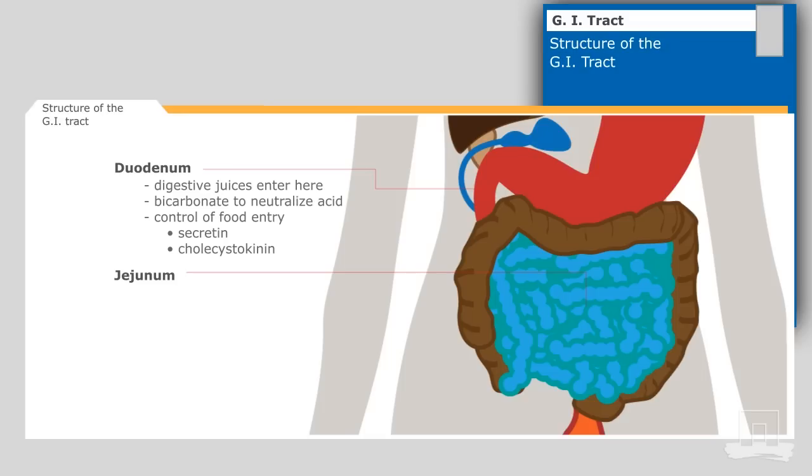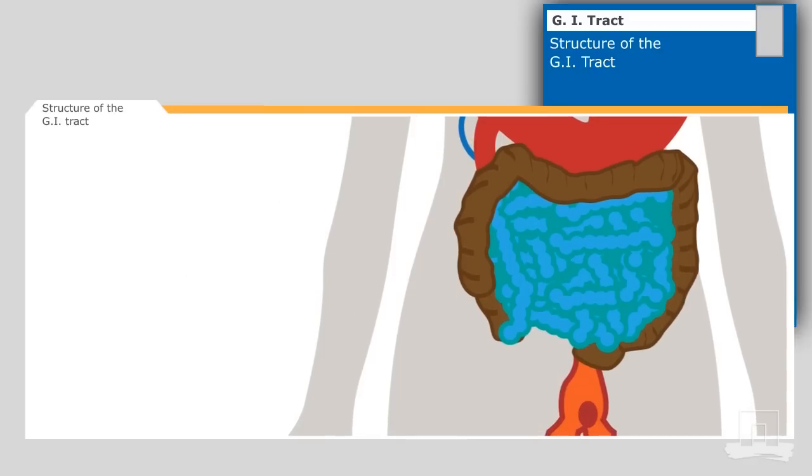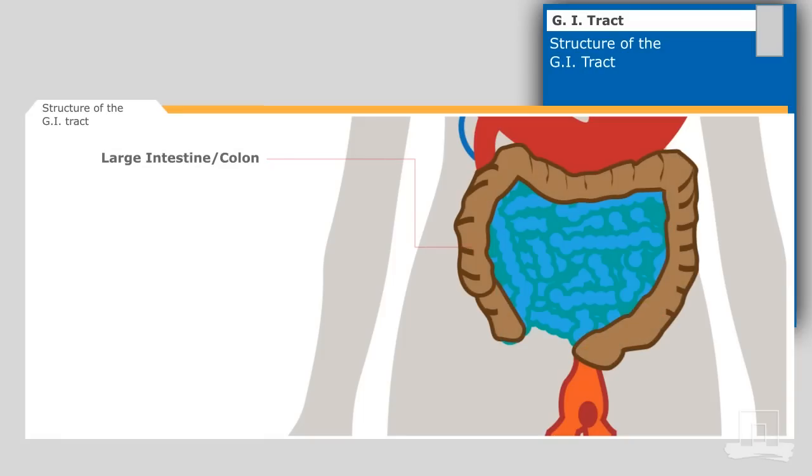The jejunum is the second and middle section of the small intestine. It's located in between the duodenum and the ileum, and it's the major site of nutrient digestion to generate the basic chemical components that the body can absorb. Now, the ileum is the last portion of the small intestine, where most of nutrient absorption takes place. Now, after passing through the ileum, the intestinal content moves into the colon, or large intestine.